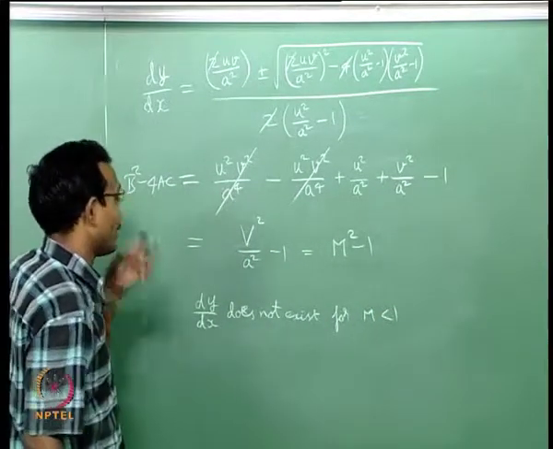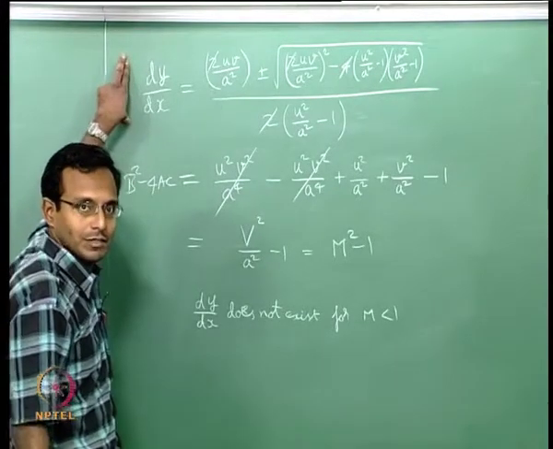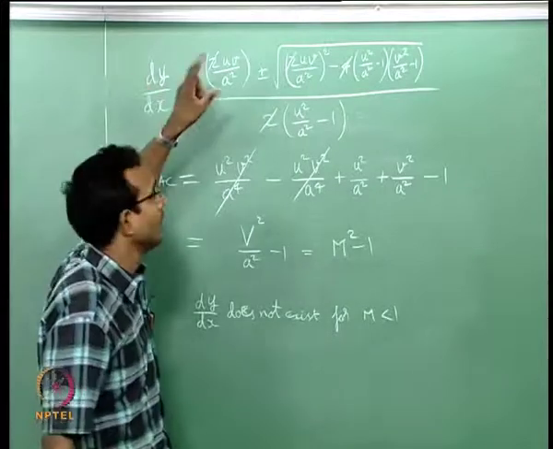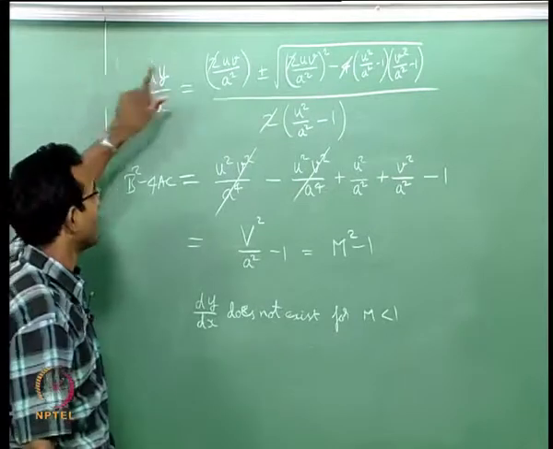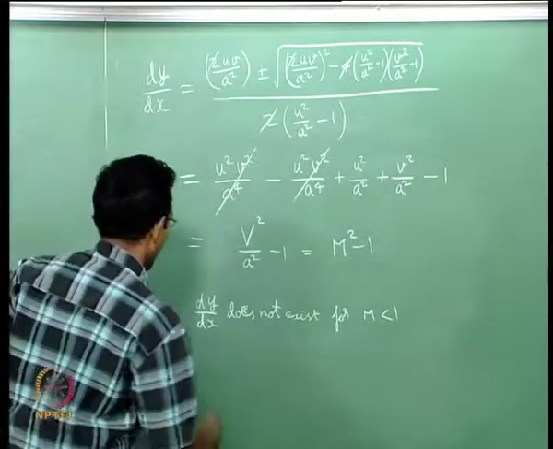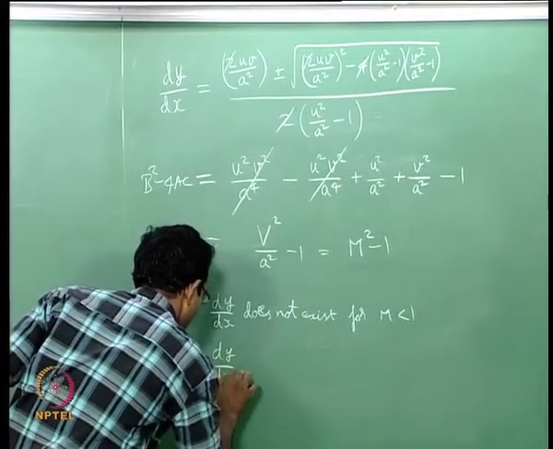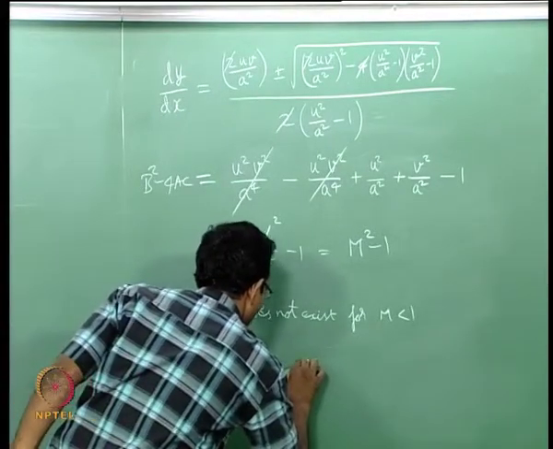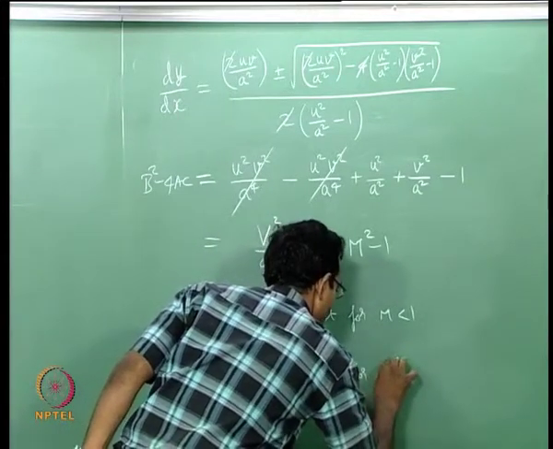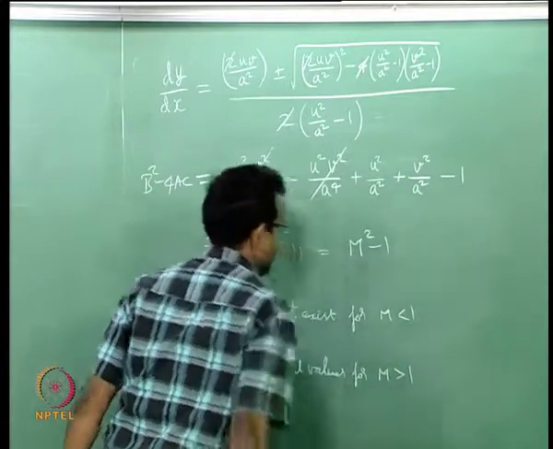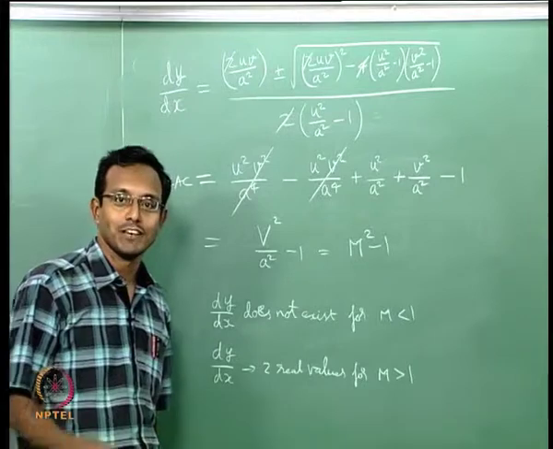But if it is equal to 1 or greater than 1, dy by dx exists, and if it is greater than 1 alone, then I have two separate values for dy by dx. If it is equal to 1, I have the same value twice. That is what I have. Okay. If dy by dx has two real values for M greater than 1. This is where I am going to use my M greater than 1 assumption, which I did not use till now.